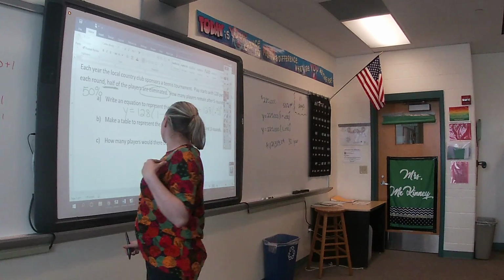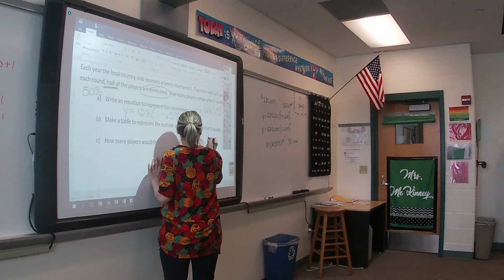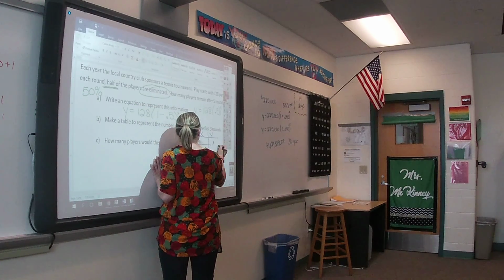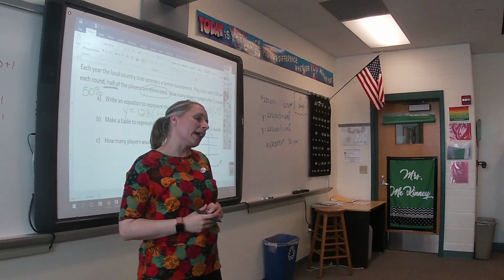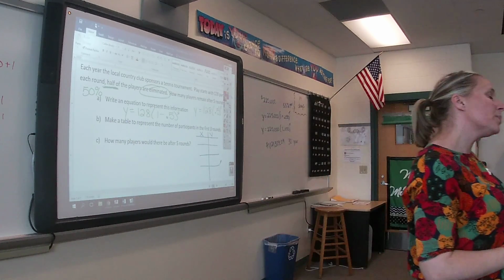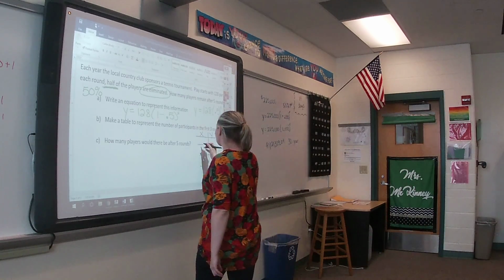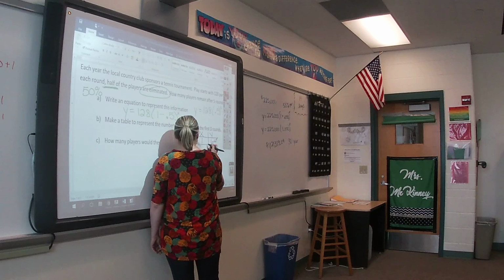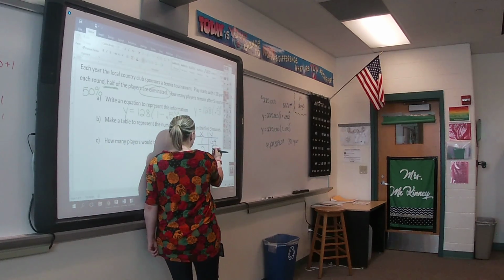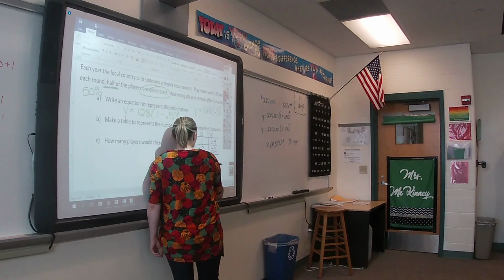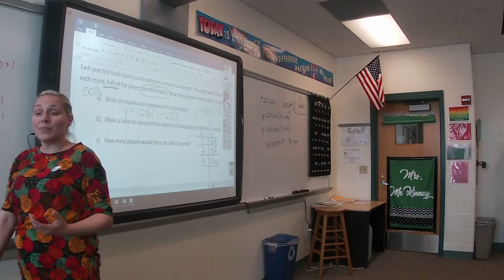Okay, so make a table to represent the number of participants in the first 3 rounds. Okay, class, if we start with 128, regardless of the equation, how many players are we going to have left after the first round? 64, because that's half of them. So how many players are we going to have left after the second round? 32. Then how many? 16. Then 8. Guys, if you plug in these values, you would get the same thing out.